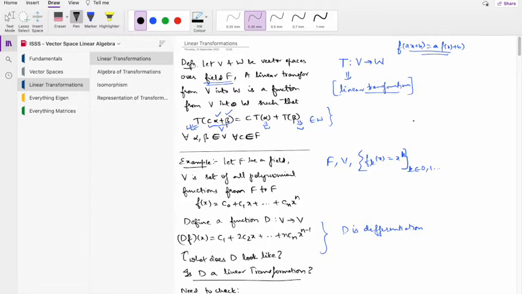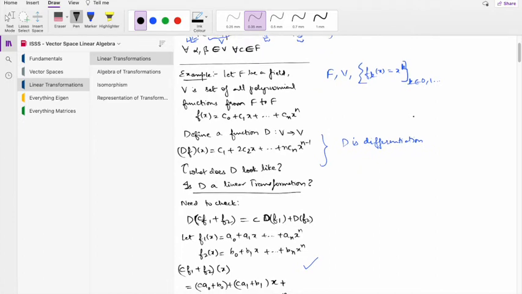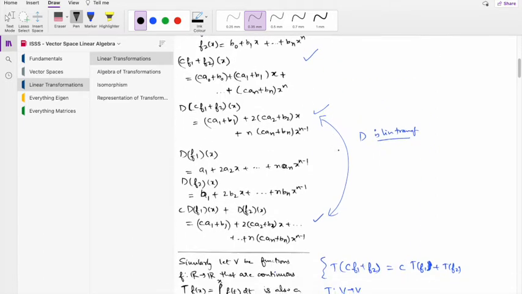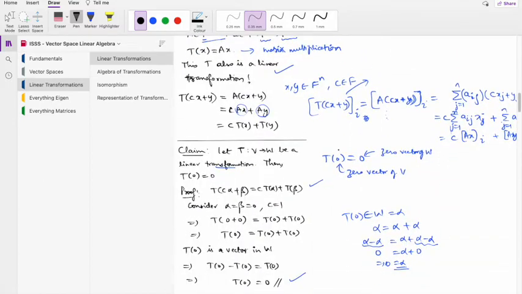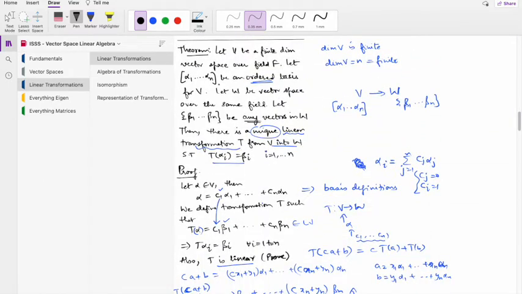We then saw some examples of linear transformations, like differentiation, integration, and so on, right? And then we came to this idea where we said that if we have a finite dimensional vector space with an ordered basis, then we have a unique linear transformation which takes this basis to any set of n vectors in the codomain of the transformation T, right?